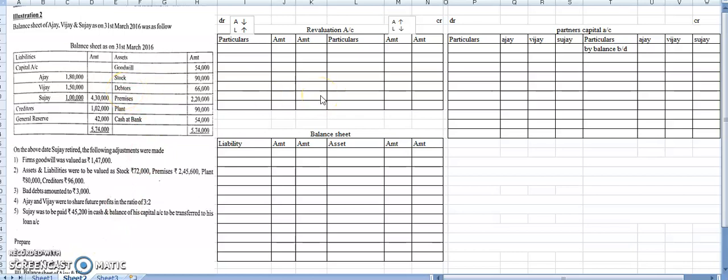Firstly, we will transfer the capital balances that are given here, Ajay, Vijay and Sujay, on the credit side of partners capital account as by balance brought down, and we will write the capital balances, that is 1,80,000, 1,80,000, then 1,50,000, and in Sujay's column it is 1 lakh.